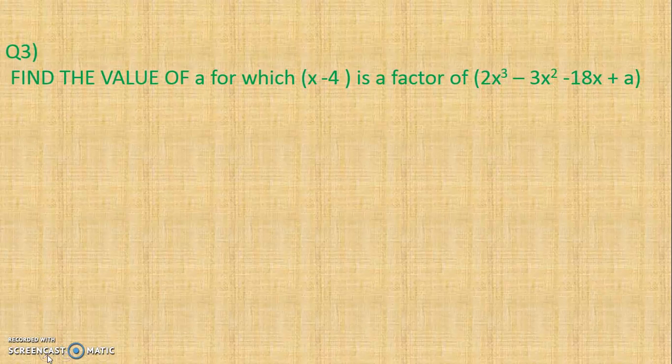Now see, in this it is saying find the value of a. You have to find the value of a for which x minus 4 is a factor of this. It is saying you don't have to find the value of f of 4, you have to find the value of a. But as I told students, from the question only you get to know what the question is asking. You underline the keywords, read the question carefully. It is asking the value of a, but it is also saying that x minus 4 is a factor of this. This means f of 4 is equal to 0.